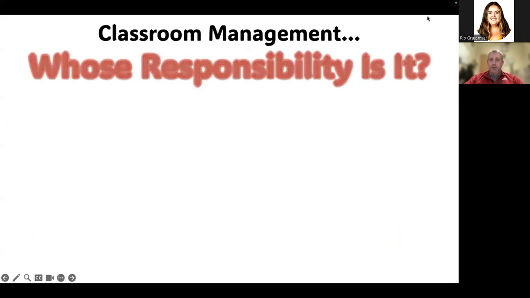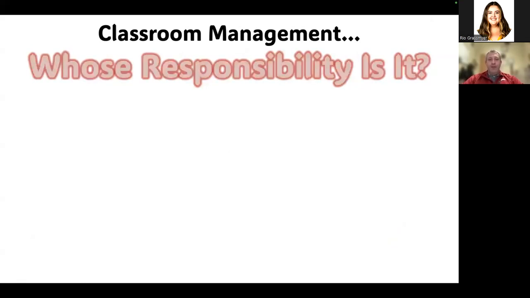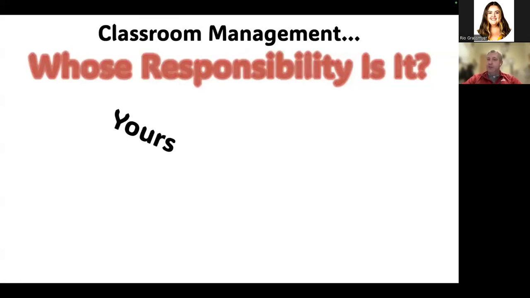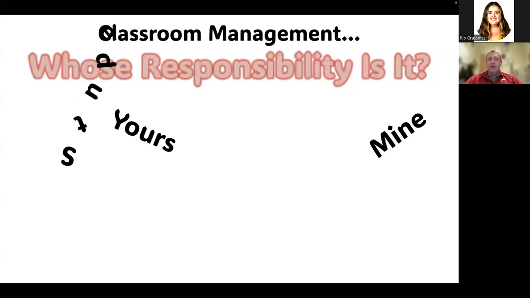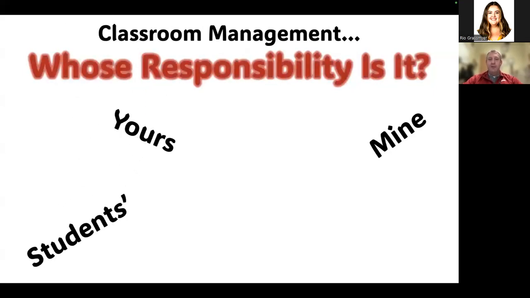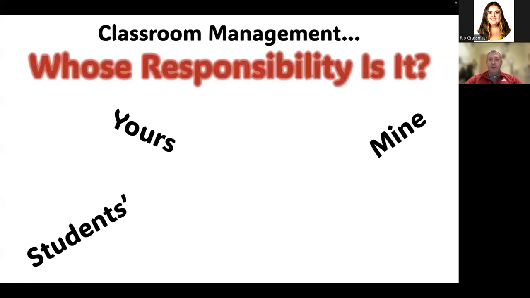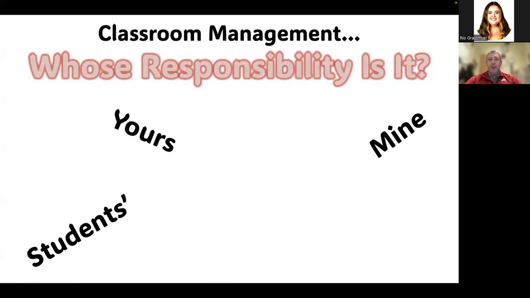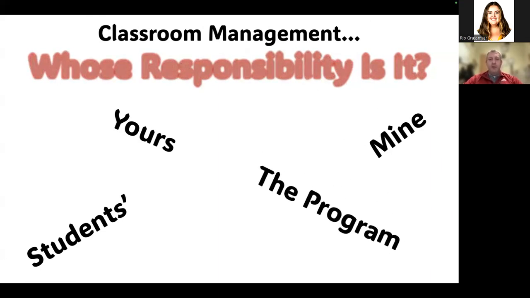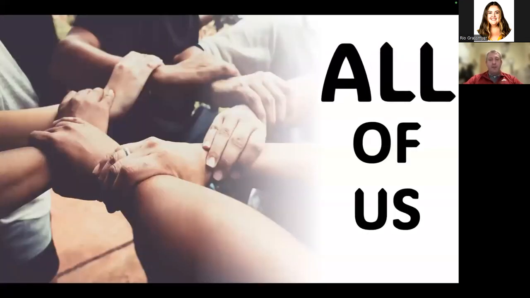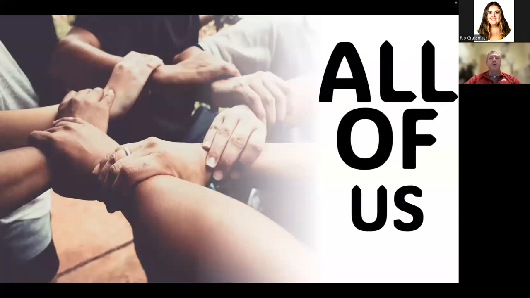So when we look at classroom management, whose responsibility is it? We often think that it's just yours. It's just yours, the educator. But it goes far beyond that. It's yours. It's mine. It is our students. Our students have a responsibility of classroom management, and we'll look at that. We're teaching adults. So we need to remember that they have a responsibility in this as well. And finally, the program as well. The program has responsibility.